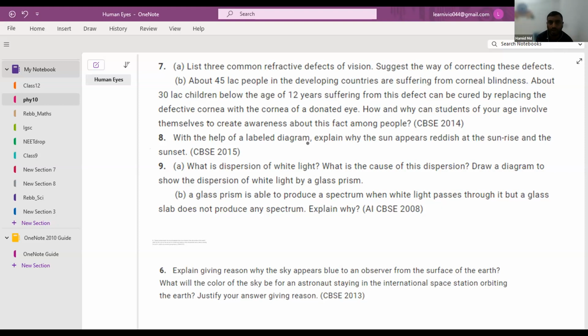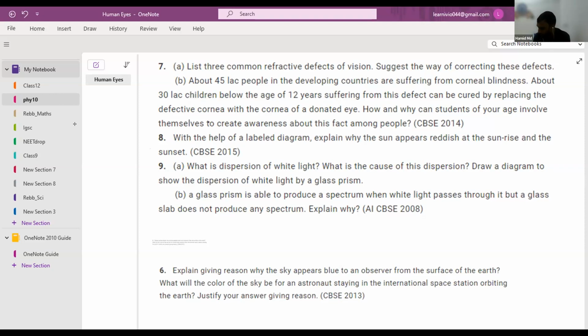Okay, the next question. Who will answer the eighth question? Tejasvi, so we have to make a diagram. I know you can make the diagram verbally as well. Jaslyn, okay, answer.